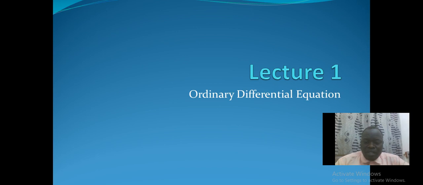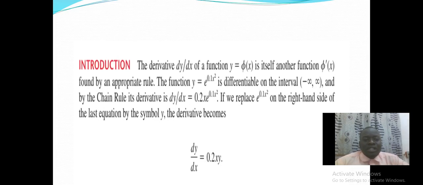المعادلة التفاضلية العادية ordinary differential equation. So we go to discuss about this topic. The shortcut of this topic is ODE. الاختصار بتاعها عبارة عن ODE. So, introduction. هنشوف مع بعض مقدمة في المعادلات التفاضلية.